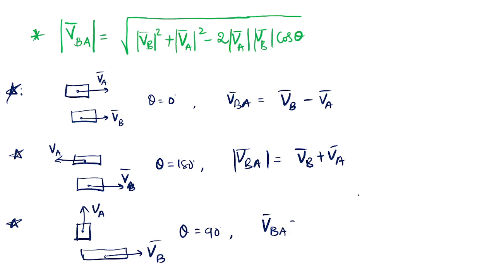VBA, I can simply write it as the square root of VB bar whole square plus VA bar whole square. Yes or no? This will become 0. Yes or no? Chalo, 90.